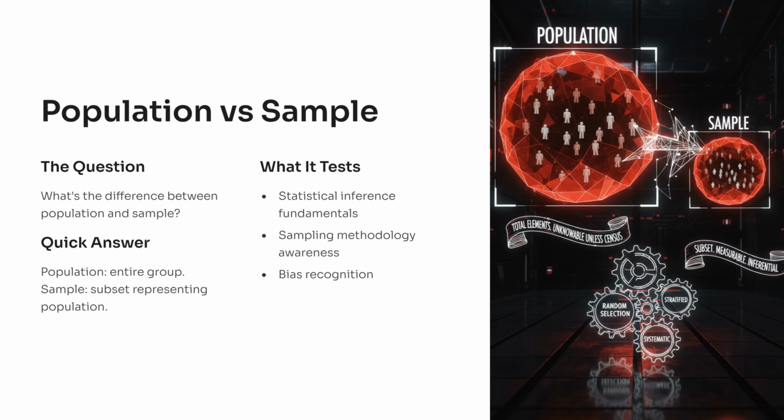Here's a classic question you'll hear in almost every data science interview. What's the difference between a population and a sample? In statistics, a population refers to the entire group you want to study, every possible data point that exists. Think of it like all the customers in a company's database, or every transaction ever made. A sample, on the other hand, is a smaller subset that represents that population.